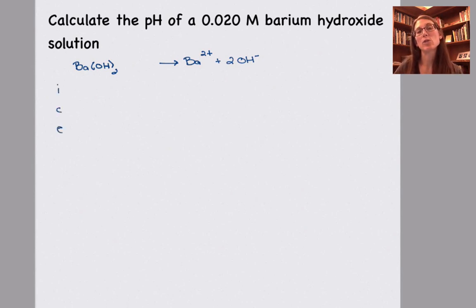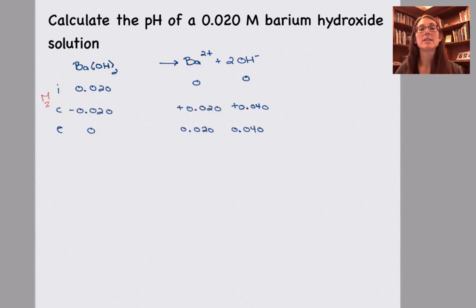Once again, I'm going to choose to work in molarity here just to make my life a little bit easier. Since this is a 0.020 molar barium hydroxide solution, I know that my initial concentration of barium hydroxide in that imaginary second before it dissociated was 0.020 molar. Again, this is a strong base, so it's all going to dissociate. Taking into consideration the mole ratio in that balanced chemical equation, I know that my concentration of hydroxide after the dissociation occurs is going to be 0.040 molar.